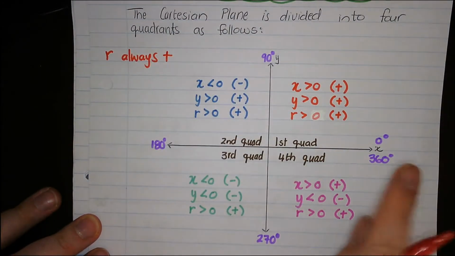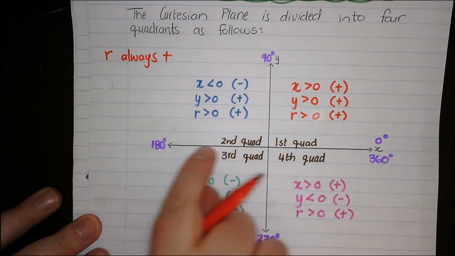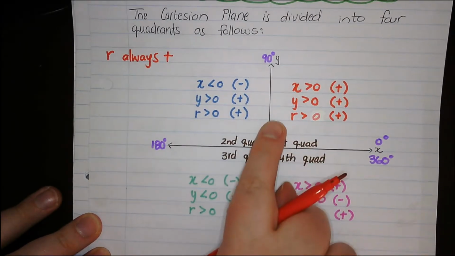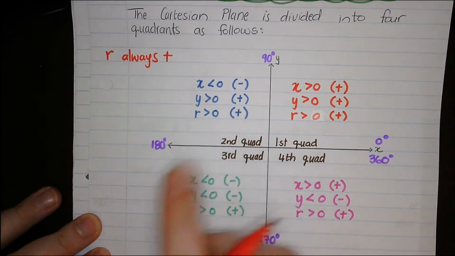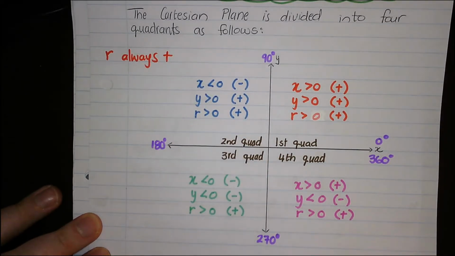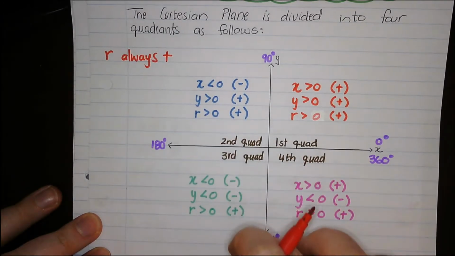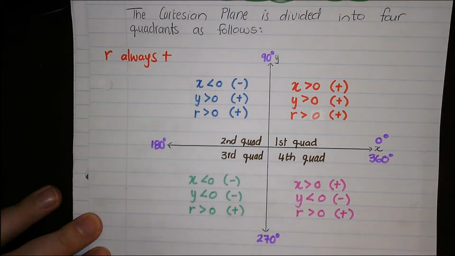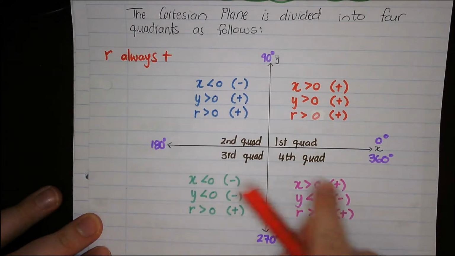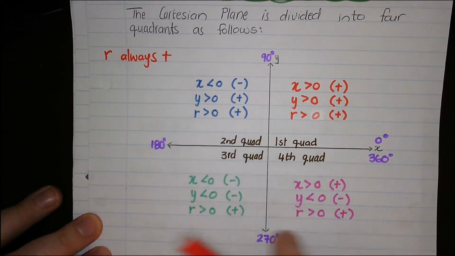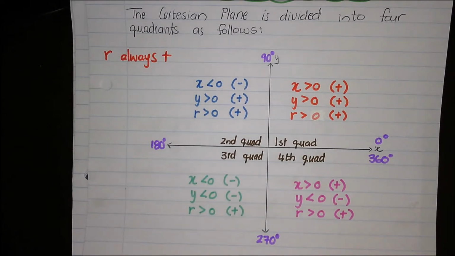Okay? In the second quadrant, x is negative, y is positive, and r, because it's the distance of a radius, is always positive. In the third quadrant, x and y are both negative, but r remains positive. And in the fourth quadrant, x is positive, y is negative, and r is positive.